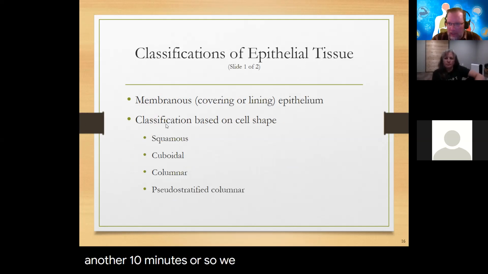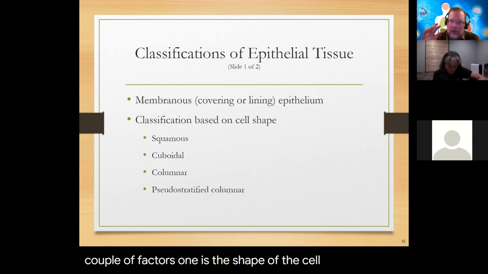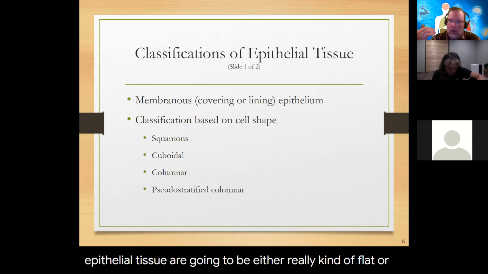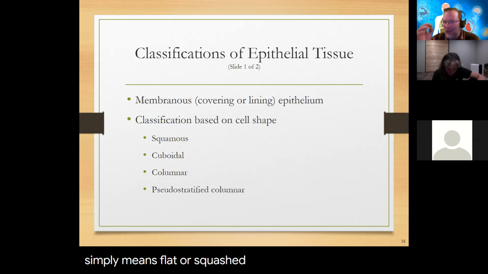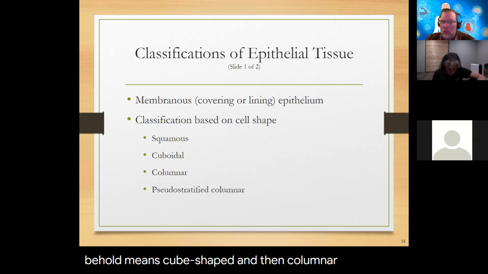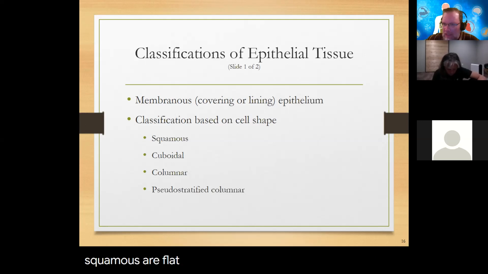We classify epithelium based on a couple of factors. One is the shape of the cell. The cells of epithelial tissue are going to be either really flat or squashed. They call them squamous or squamosal. That simply means flat or squashed. Cuboidal, just like it sounds, lo and behold, means cube shaped. And then columnar, again, just like it sounds, are going to be more like a column shape. So squamous are flat, cuboidal are more boxy, and columnar are taller, more column-like. Pseudostratified columnar, we'll talk about that later.